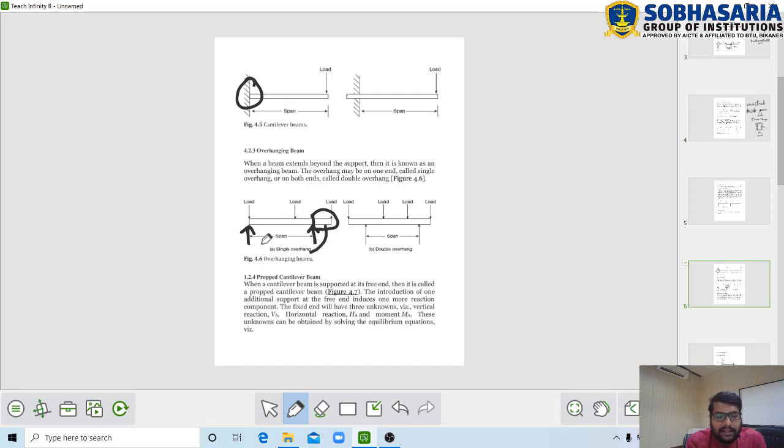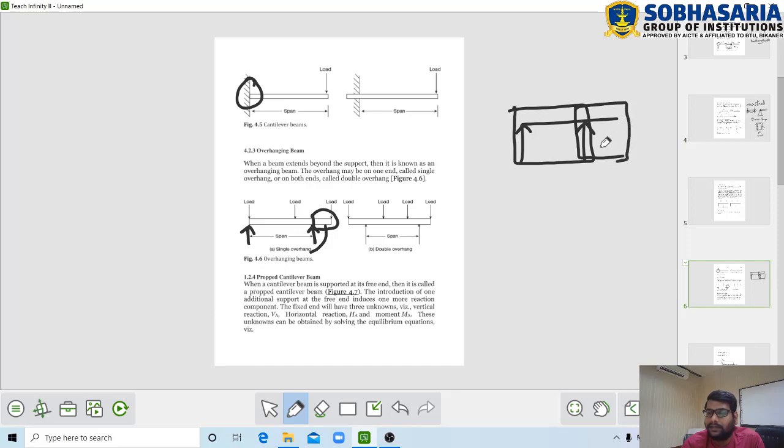So when analyzing this type of case, you can simply break the problem into two parts for doing simple analysis. You can analyze this part of the beam as a simply supported beam and this part of the beam as a cantilever beam. And in the case of a double overhang, you will see both ends of the beam extend from the supports. So it is having two overhangs, so it is a double overhang.